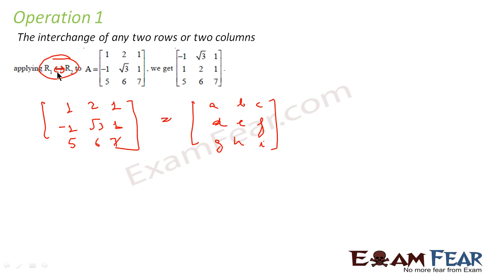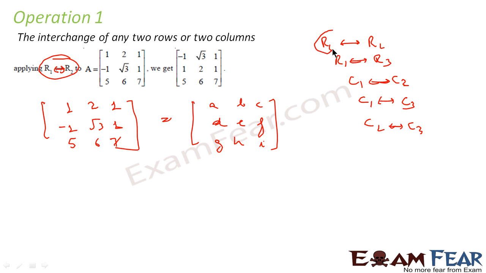Now, when I'm saying I am applying a relation R1 equal to R1 and R2, I am swapping, interchanging. When I'm saying R1, R2, that means I'm swapping R1 with R2. When I'm saying R1, R3, that means I'm swapping R1 with R3. C1, C2 means swapping C1 with C2. C1, C3, swapping C1 with C3. C2, C3, swapping C2 with C3. Please note, row will be swapped with row, column will be swapped with column.